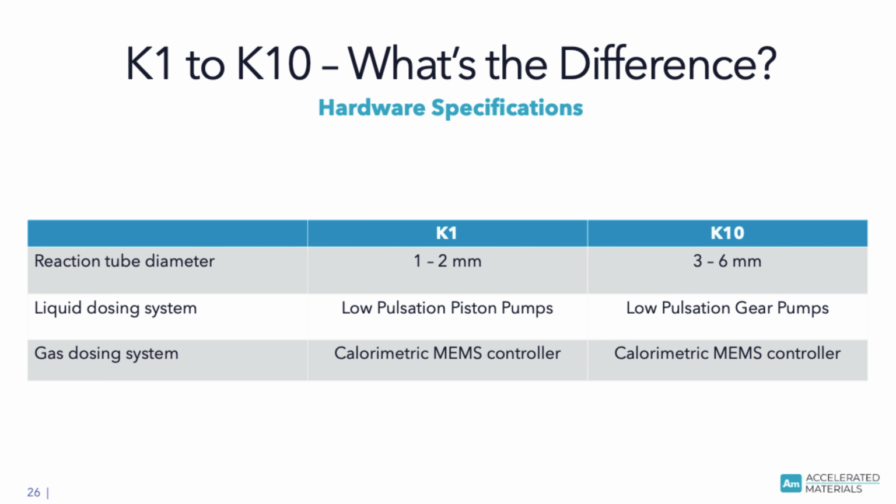When we look at the hardware, the only difference between the K1 and K10 is really in the reaction tube diameter. We still use low pulsation pumps, which give you that control over annular flow, as well as the same gas flow controllers. So really, the K10 is just a slightly wider tube than the K1.